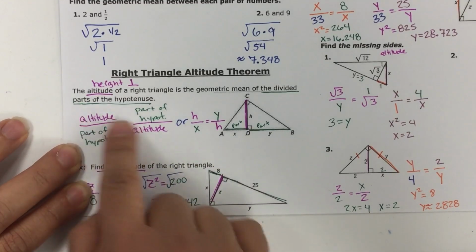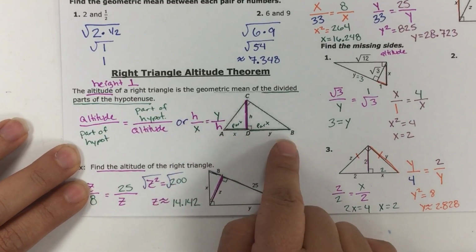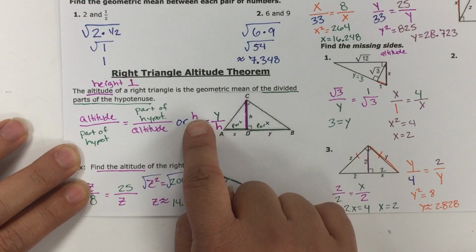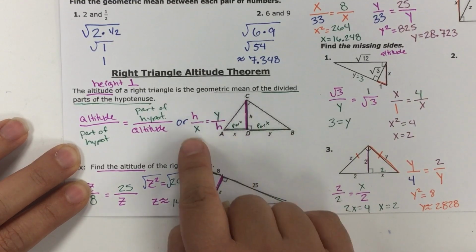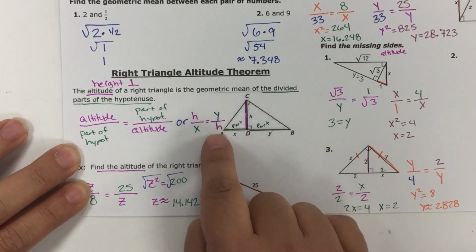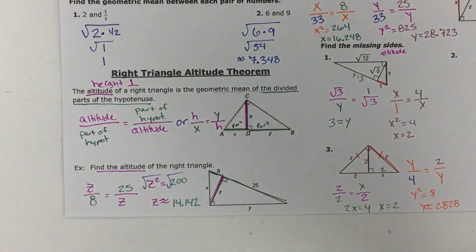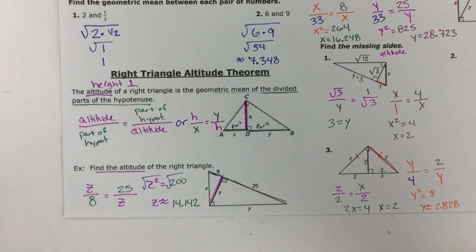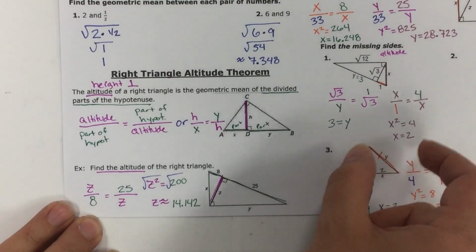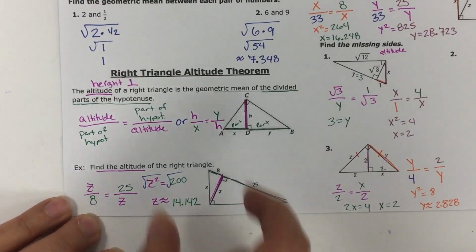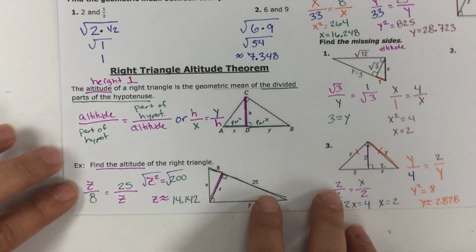Here I have it in words, and the same thing again with just the variables. The altitude is represented by h over part x is equal to part y over altitude. Then we cross multiply. I'm just showing you the general setup, so that when you have examples later on, you can come back and see what you are looking for.